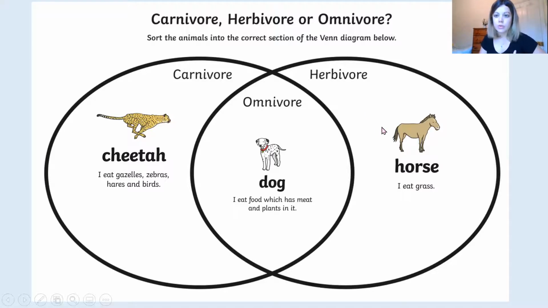Okay, so at school, you have this sheet ready-made for you, and some of you might have these pictures cut up for you to place in the right section. Some of you might want to draw your own animals in the Venn diagram, as long as you can tell me what it eats and why you've put it in that section.